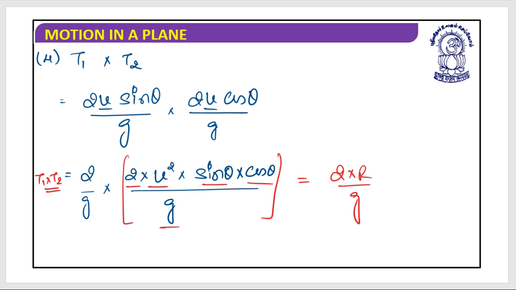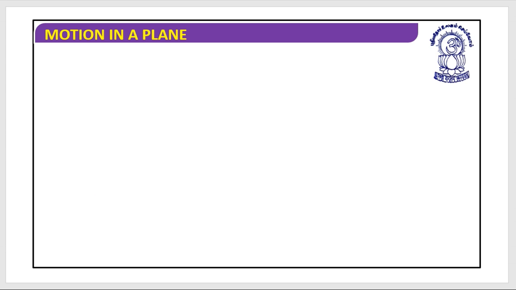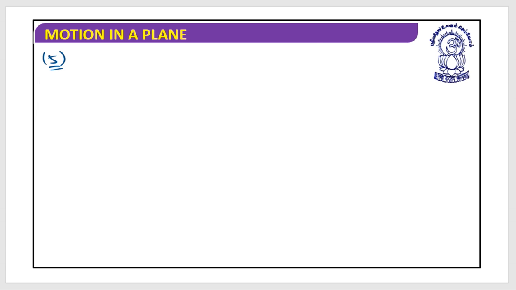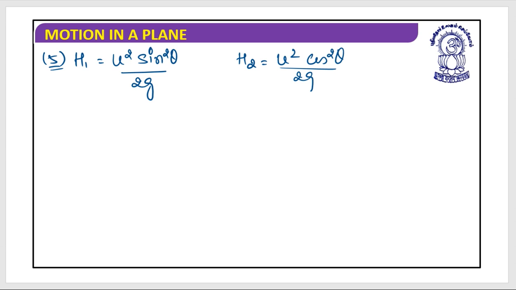Are you done with this? So let's move to the next question, because we need to find out the relation of h1 and h2 with range. Look at this, it's a relation of range with h1 and h2. So what is h1? It is u square sine square theta by 2g. What is h2? It is u square cos square theta by 2g.